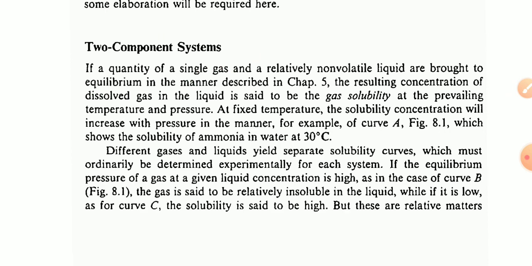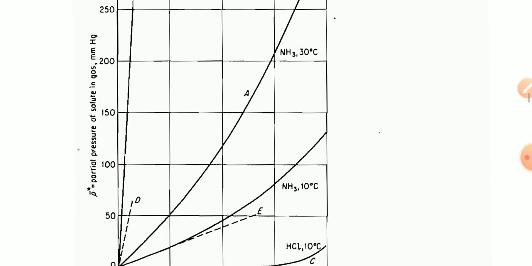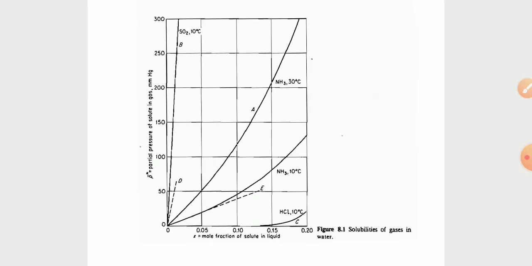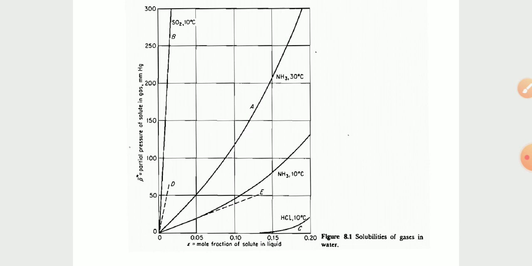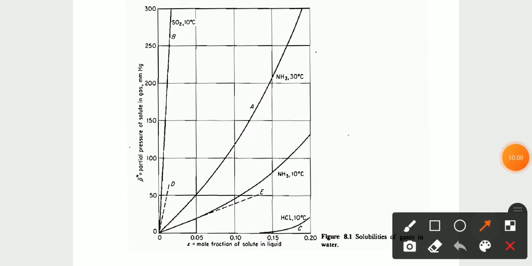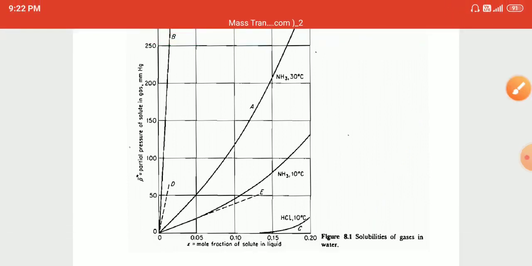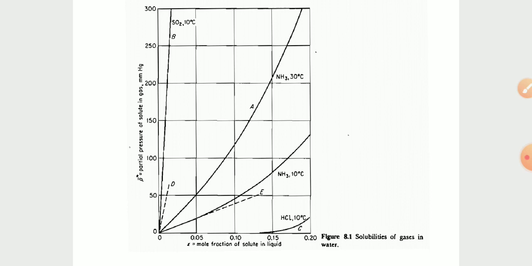For example, we will look at the curves in figure 8.1, solubility of gases. Here ammonia is given, sulfur dioxide, and HCl. The graph is versus what? The partial pressure of solute in gas, P bar, and the mole fraction of the solute in the liquid, X on this side.